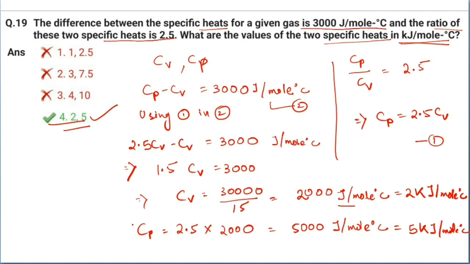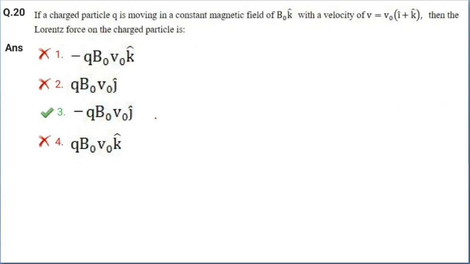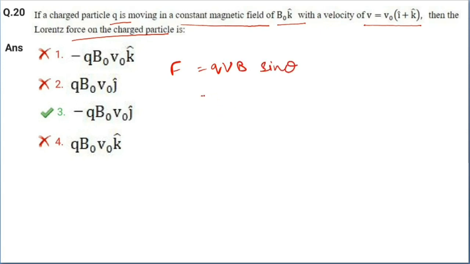now next question number 20. If a charged particle Q is moving in a constant magnetic field of B naught k cap with a velocity of v is equal to v naught i cap plus k cap, then the Lorentz force on the charged particle is what? Lorentz force, as we know, F is equal to QVB sin theta, or we can write Q V vector cross B vector. A cross B is AB sin theta, so VB sin theta, V cross B. This is our Lorentz force.